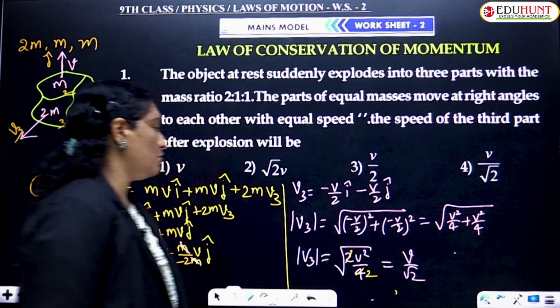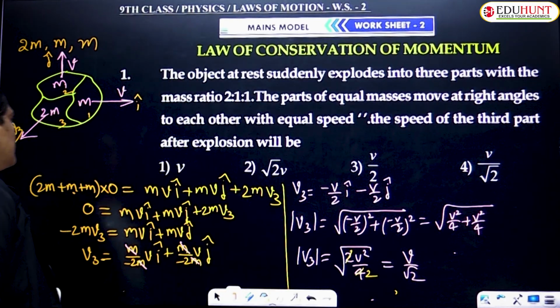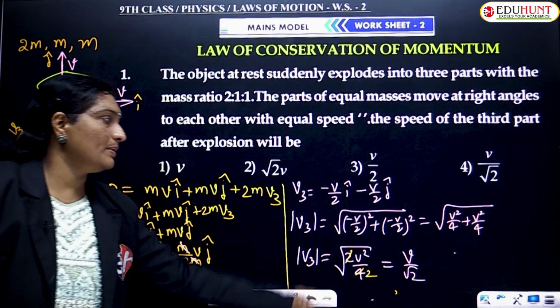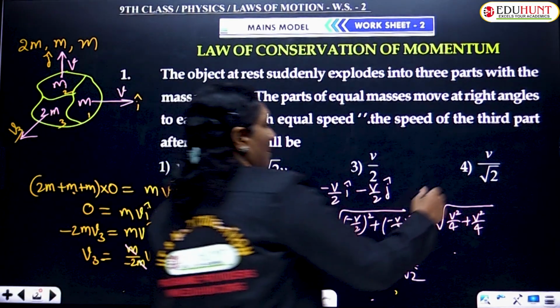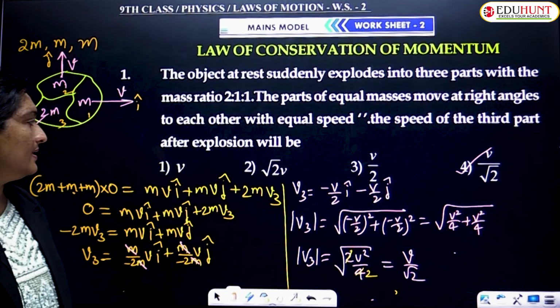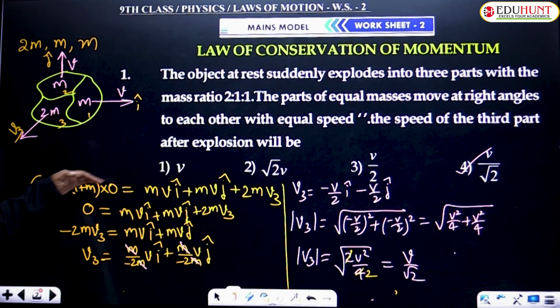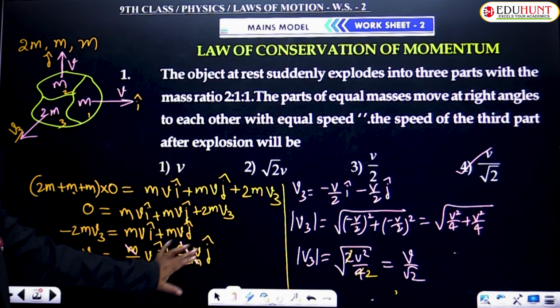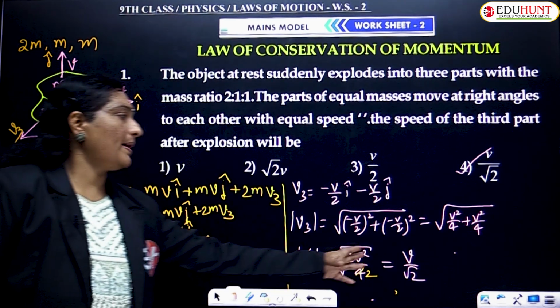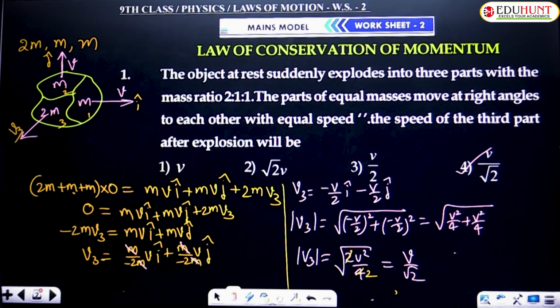Hence, the magnitude of the velocity or the speed of the third particle having mass 2m is found to be V by root 2. Hence, option number 4 must be true. Okay, is that clear, children? That's it. Initially at rest condition, the others are moving with different speeds in different directions. Simply solve for that and find the magnitude of the speed of the third particle.